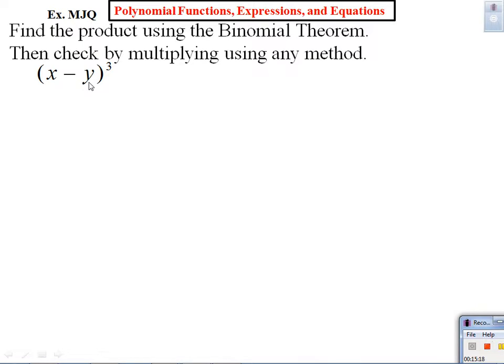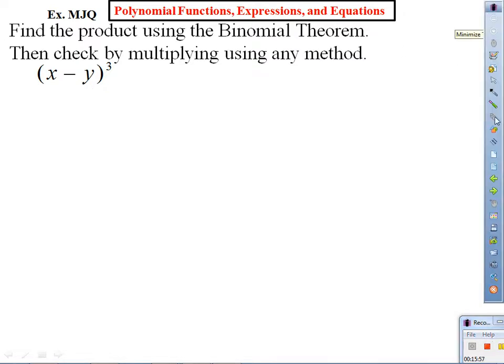Let me show you the process. Here it goes. Please pay attention to the process because this is going to help you simplify these. Step 1. We need to know which row to use from the Pascal triangle to use that pattern. How do we know that, Mr. Q? We know that by looking at the exponent.